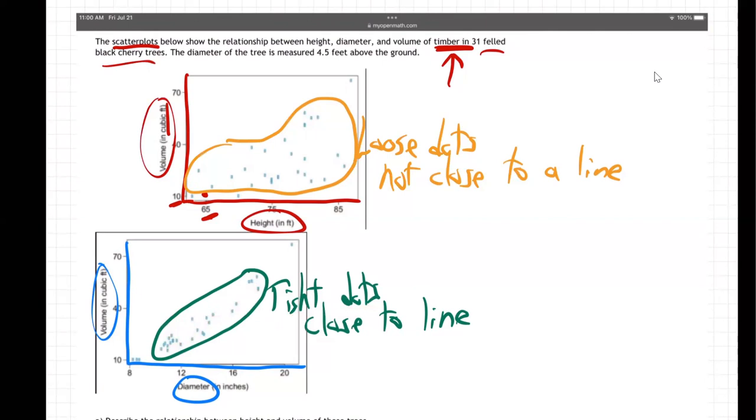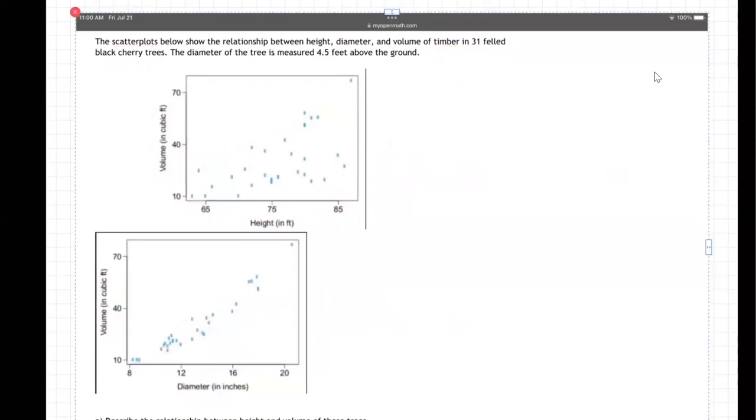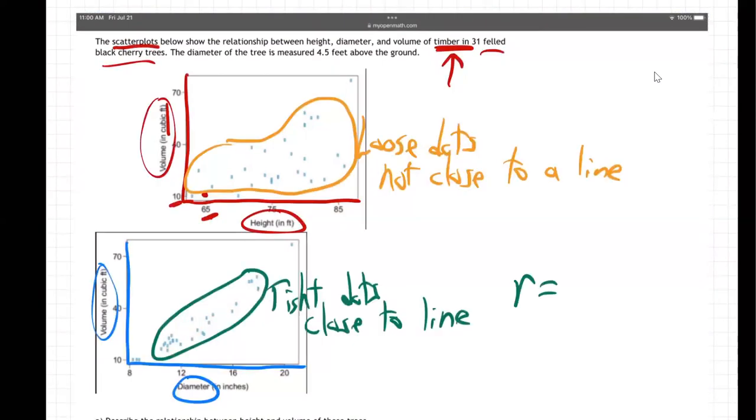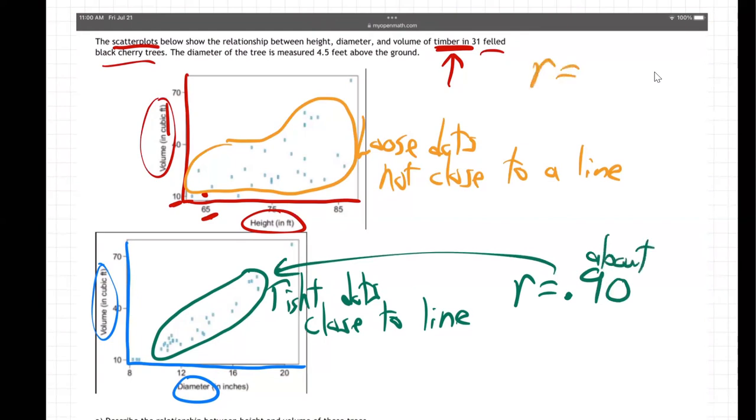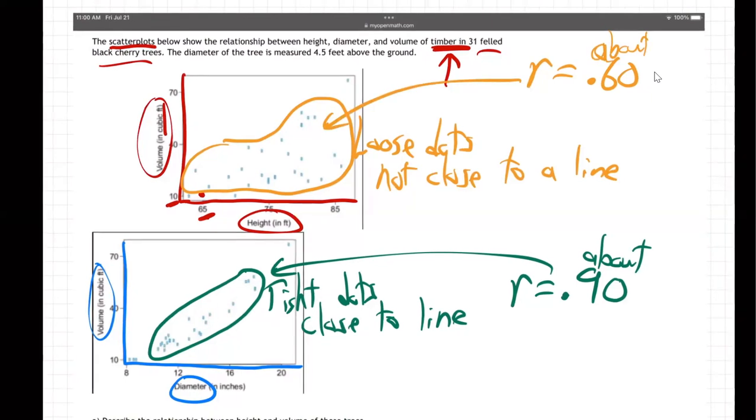If I was to guess, remember the R values we learned from the notes, right? Remember R is a number between -1 and +1. So this would have an R value, my guess would be something like 0.90, probably about. I'm just guessing. Whereas this one would have an R value maybe 0.60. Again, I don't know exactly, because in other words, a line would fit through the middle here, and here would be a line through the middle of these dots, right?